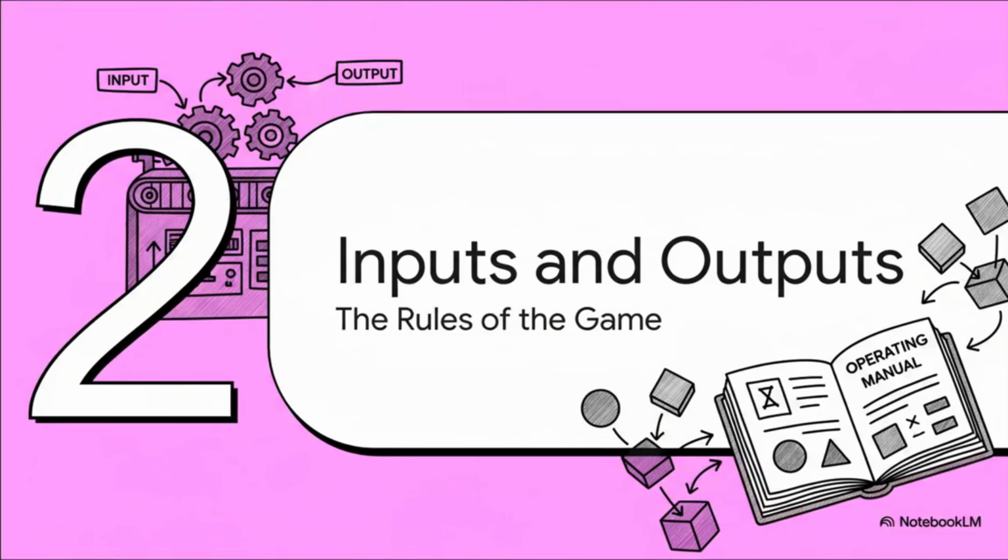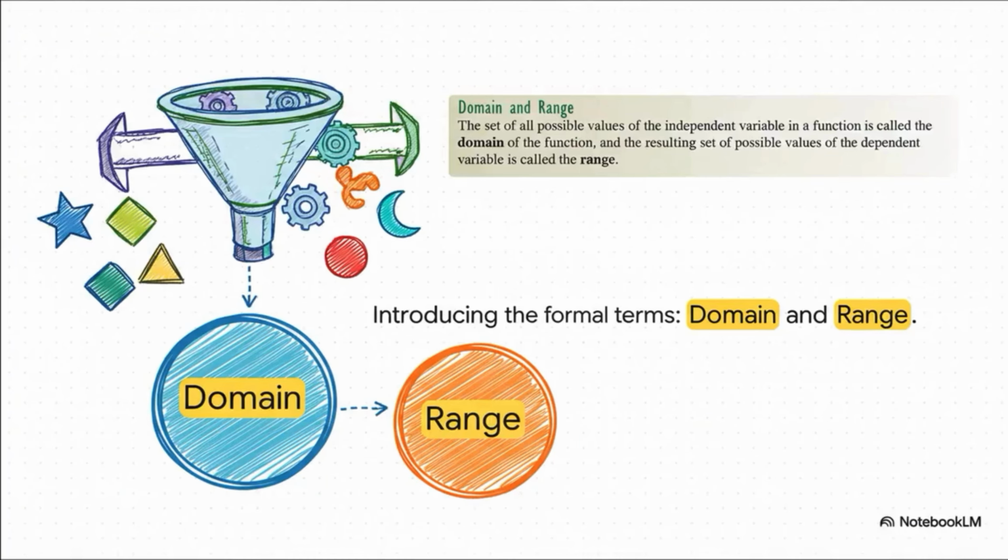Okay, so we've got our machine, and we know its number one rule. Now it's time to check out the operating manual, the official names for all the inputs and outputs and how they actually work. So, in math speak, the collection of all the possible things you're allowed to feed into the function machine, that's called the domain. You can think of these as your independent variables. And the collection of all the possible things the machine could ever spit out, well, that's called the range. These are your dependent variables. Because, well, what you get out depends on what you put in.